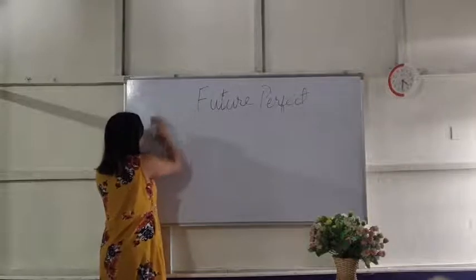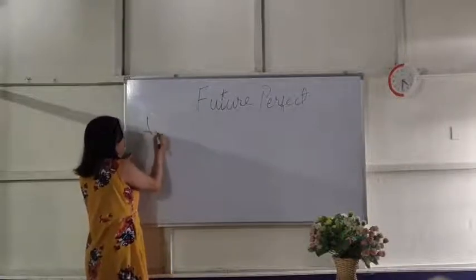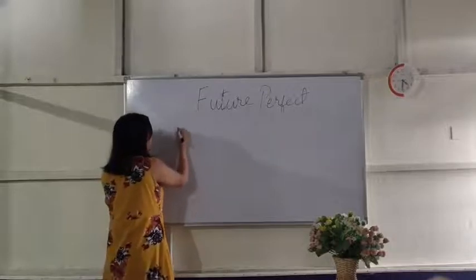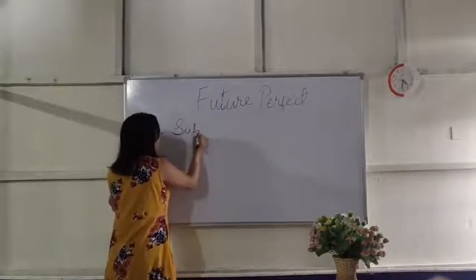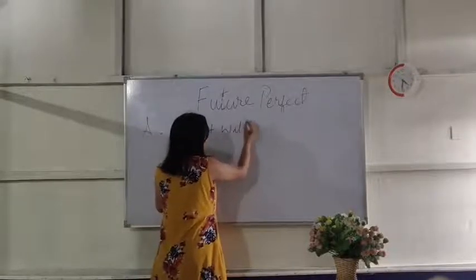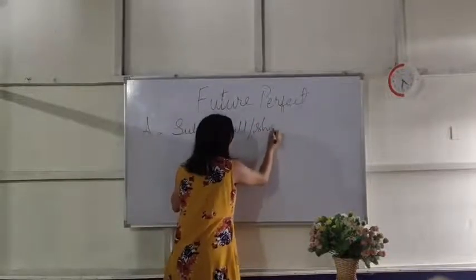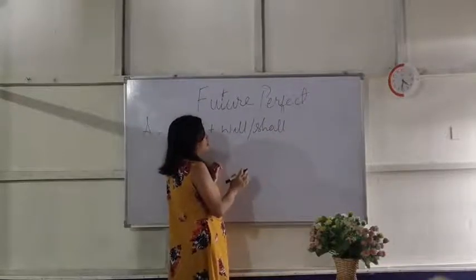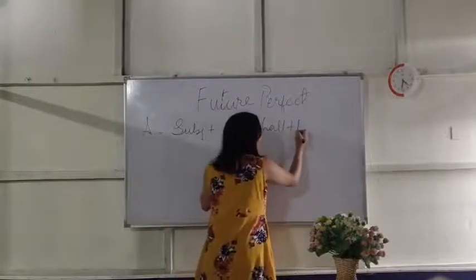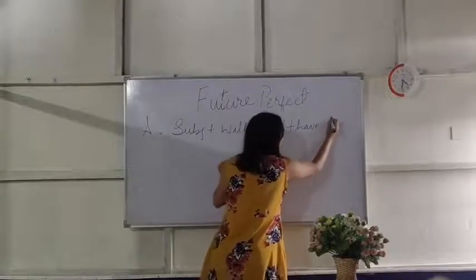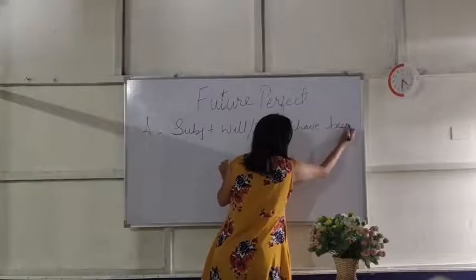This one is affirmative. A stands for affirmative. Subject plus will. Future perfect continuous: subject plus will or shall, plus have, plus been, plus main verb in the fourth form.